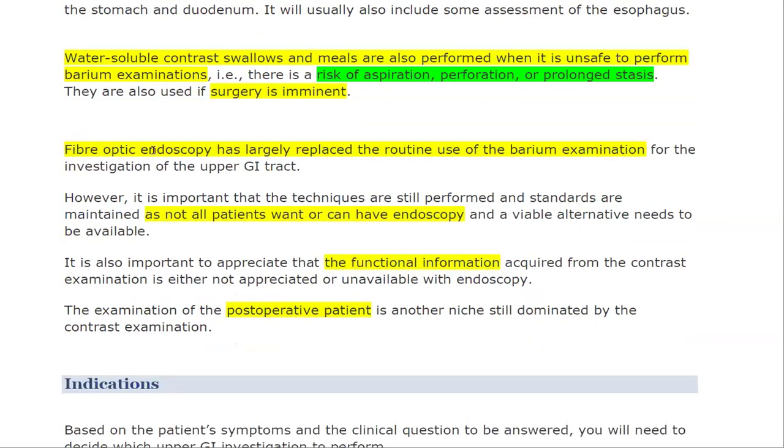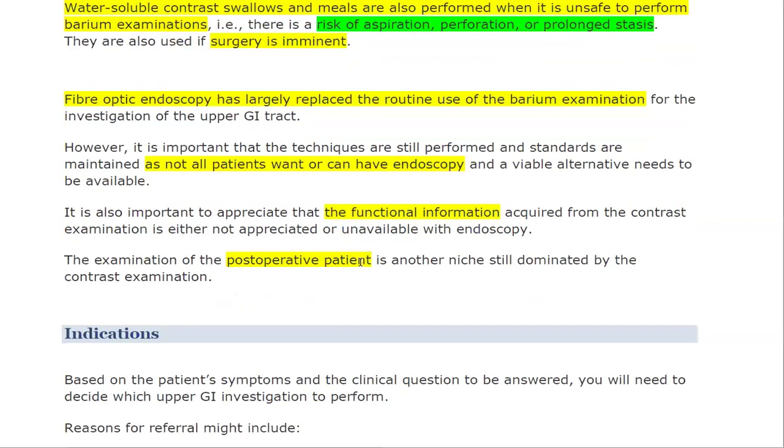Okay, fiber optic endoscopy. This is routinely used instead of barium examination, in fact, and it's considered the gold choice now. You are going to use these studies if the patients are not fit to have endoscopy.